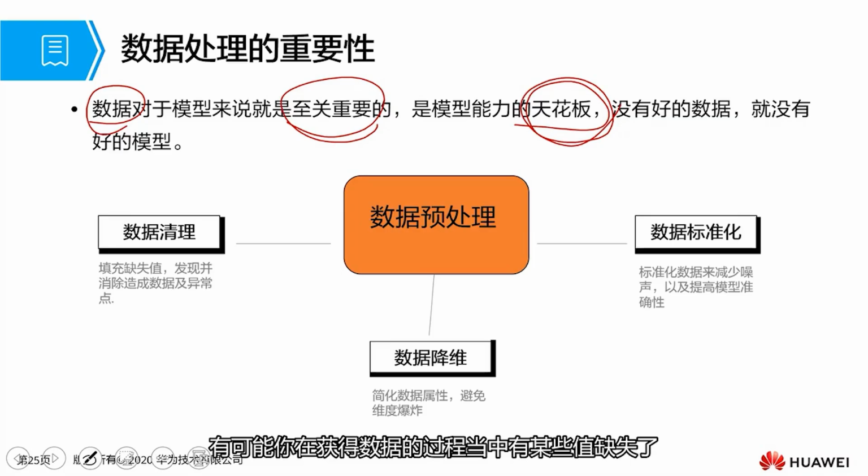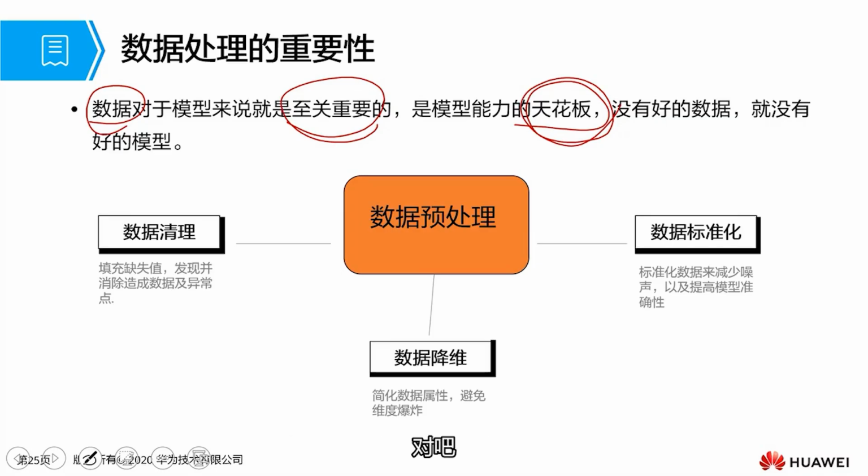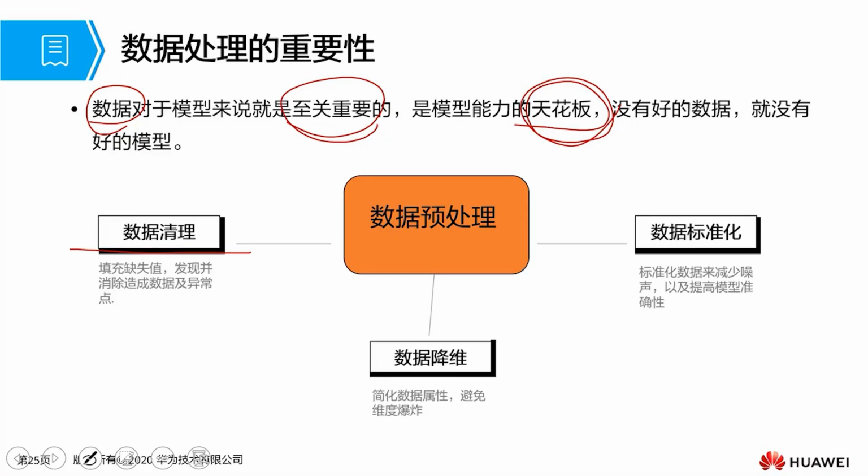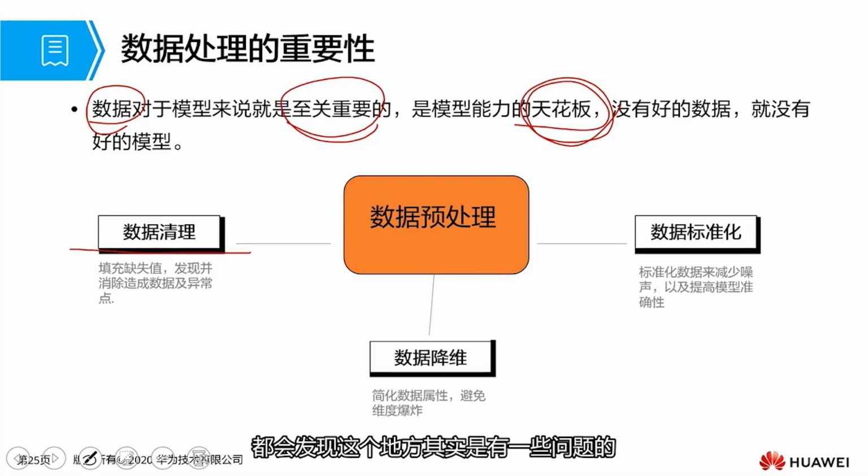Discover and eliminate outliers in the data. What is an outlier? A 5, a 7, with a 10,000 in the middle. So it's a normal piece of data, but it will be found that there are actually some problems with this place. It may be a noise point, causing such a value of 10,000. So at this point, we need to clean the data. What is the other one?